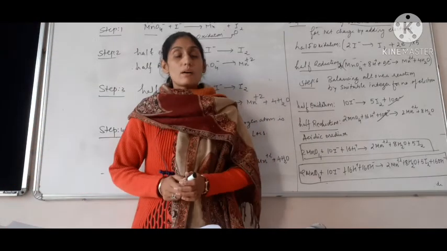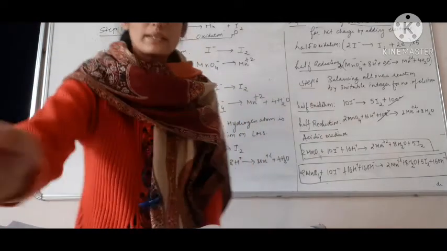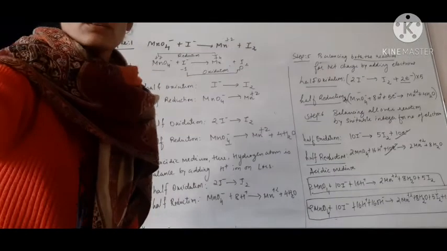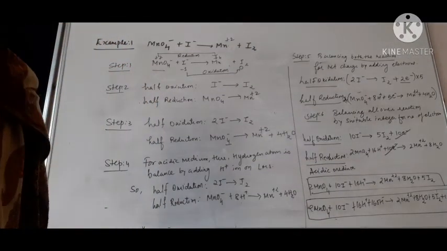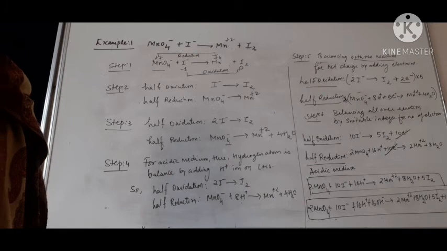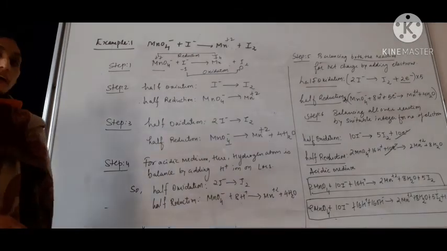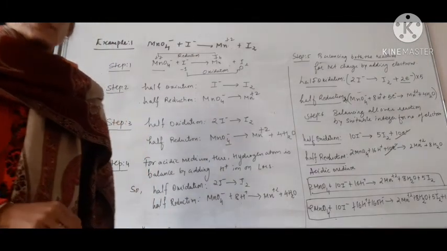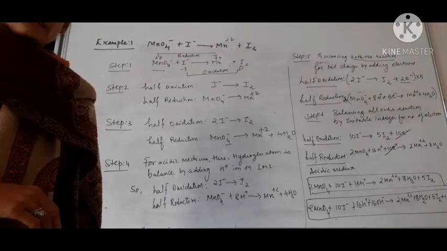So if you want to copy this, you can copy that. So you have an idea how you are going to balance. Then we are moving to the next one, that is related with sulfite ion as well as sulfate ion. If you have copied this, then we are moving to the next example.